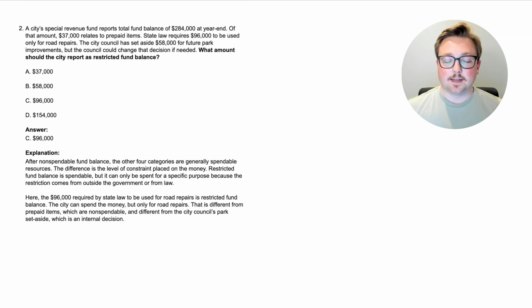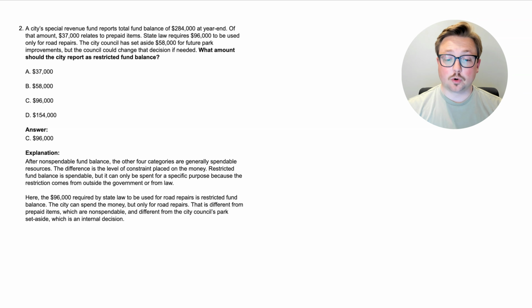All right, here we are at the answer. C, $96,000 is the amount that would be the restricted fund balance. So let's go through this. After non-spendable fund balance, which again is things that are literally not in a spendable form, the other 4 categories are generally spendable resources. So they can be spent, but then there's going to be different restrictions. The difference is the level of constraint placed on the money, like I just said. Restricted fund balance is spendable, but it can only be spent for a specific purpose because the restriction comes from outside the government or from law.